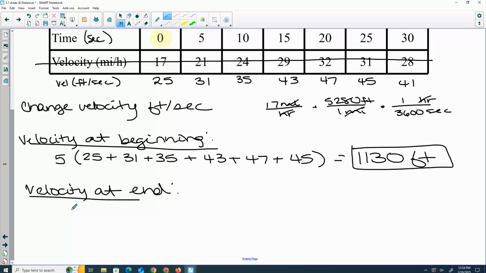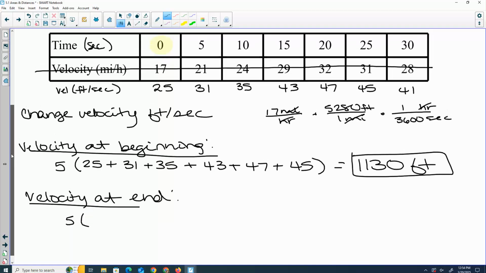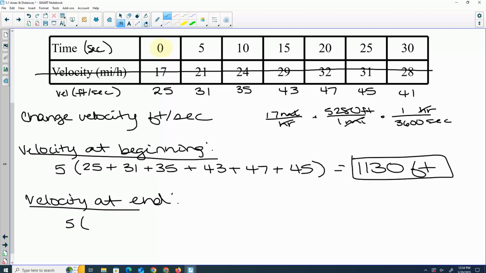Okay, the other option is to base my speed off the end of the time interval. So for the first 5-second chunk, we would base it off our speed at 5 seconds, so we would start with 31. It's just like our over and under. The only difference is we're not starting with the first one. So 31, 35, 43, 47, and we would add it. This time, since we're basing off the end of the time interval, 30 seconds would mark the end, so we'll use the 41 this time.